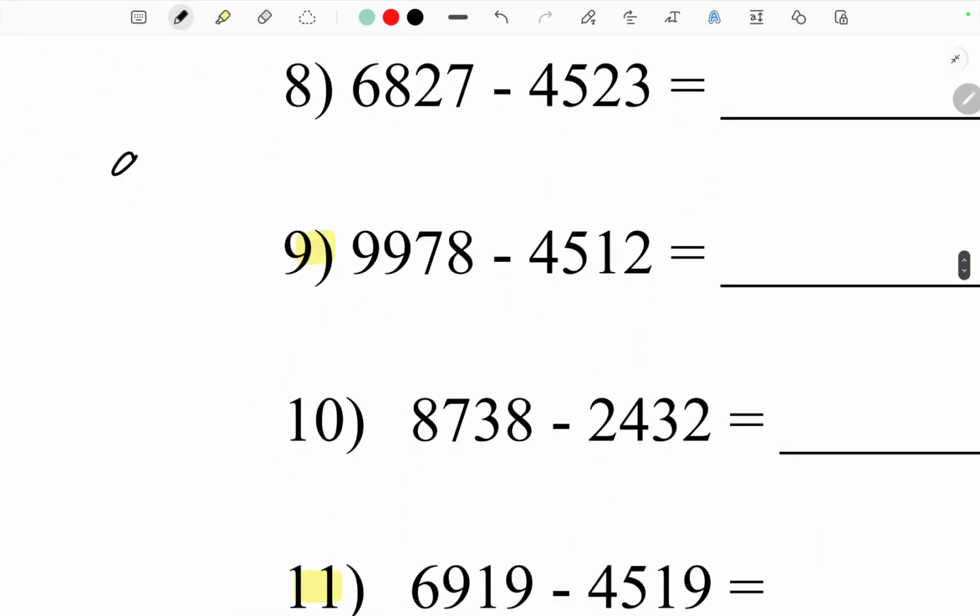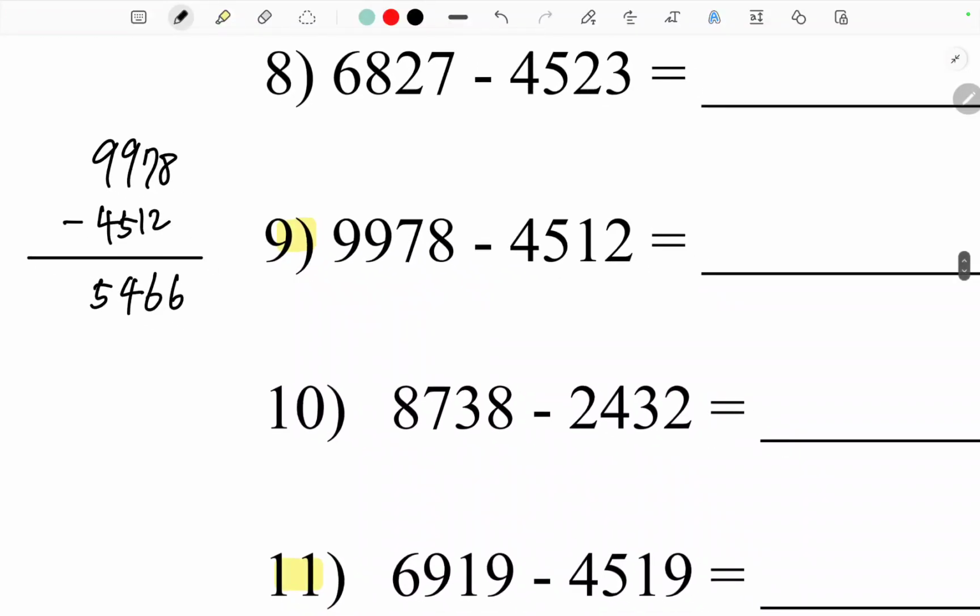Number 9. 9,978 subtracted by 4,512. 8 minus 2 is 6. 7 minus 1 is 6. 9 minus 5 is 4. 9 minus 4 is 5. This will become 5,466.